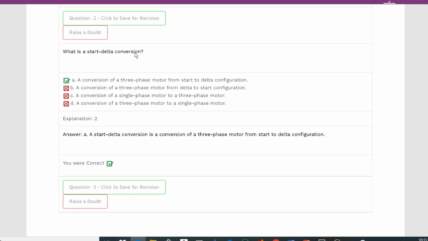And what is a star delta conversion? So here, a conversion of three-phase motor from star to delta configurations. So option A is correct here. So here is the explanation as well. A star delta conversion is a conversion of three-phase motor from star to delta configurations.